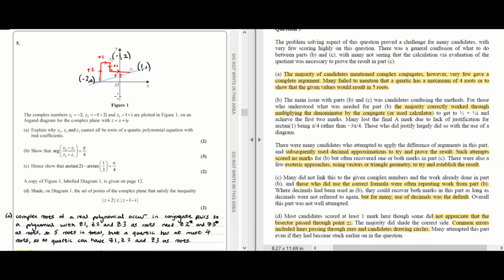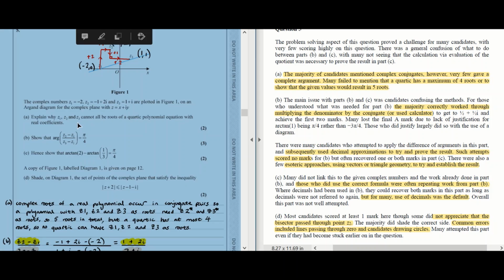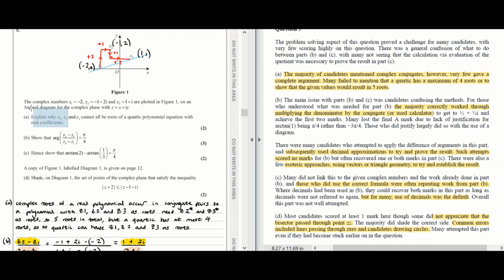Question 5 was concerning complex numbers. This was quite a challenging question. For part A, where we had to explain this over here, a lot of people did not realize that we had to talk about complex conjugates. Because we've got a quartic polynomial, we needed 4 roots, but if we go through the question, you'll realize that we have 5 roots, so therefore all these cannot be roots of the quartic polynomial.